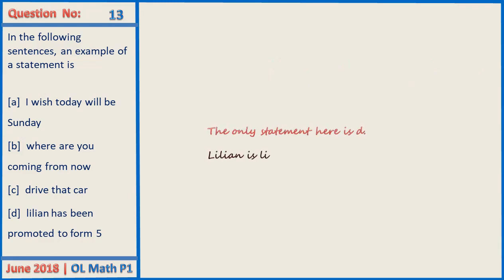And D, Lillian has been promoted to Form 5. So the only statement here is Lillian has been promoted to Form 5. Lillian is defined and is linked to a class, which is Form 5 and is also defined. So this is a statement, and the key here is D.